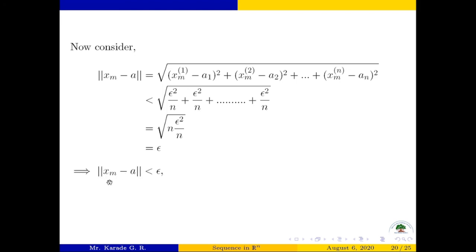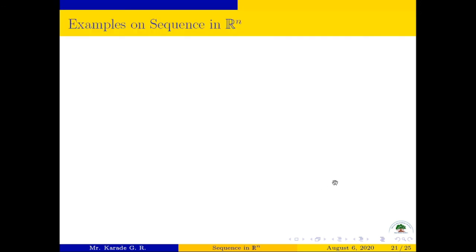So see here, norm of xm minus a is less than epsilon, and this is true for all m greater or equal m naught. So in other words, we can say that the distance between terms of sequence xm and the point a becomes smaller and smaller when m becomes larger and larger. Thus, this shows that the sequence xm is convergent sequence. Okay, so that is a very important theorem, and we have proved that theorem. Okay, now let us take some examples on sequence in Rn.